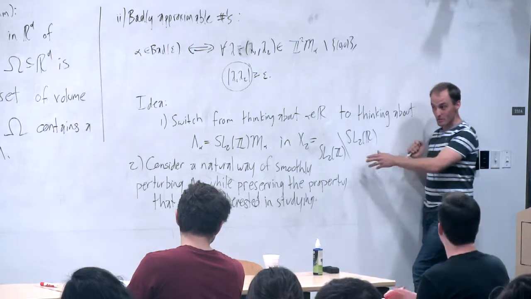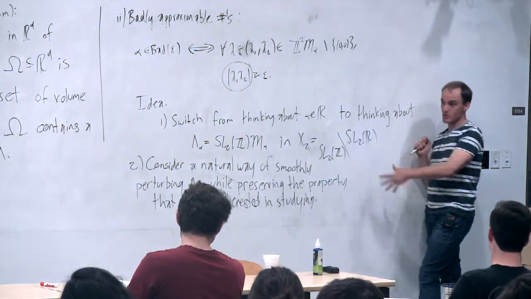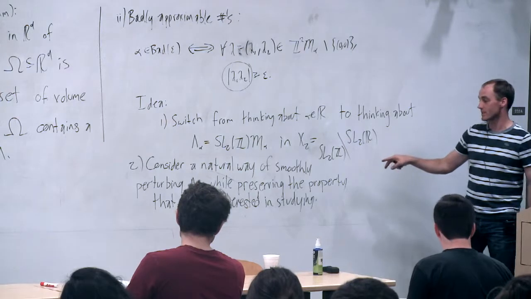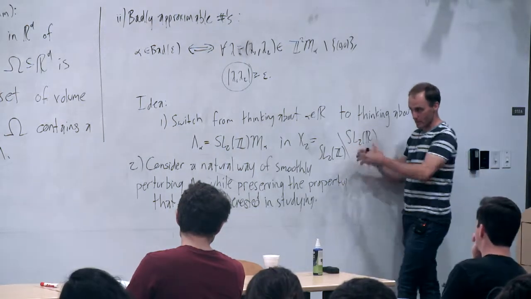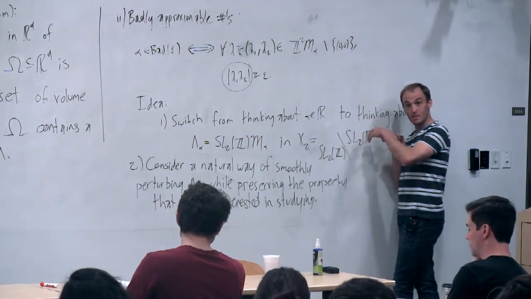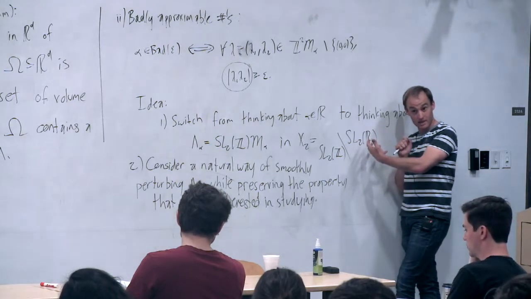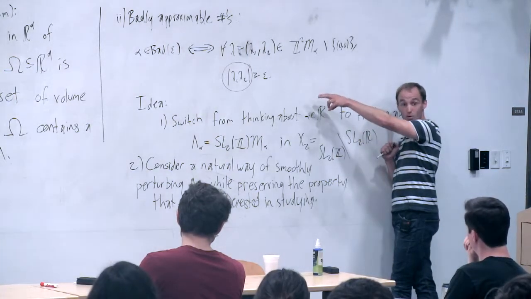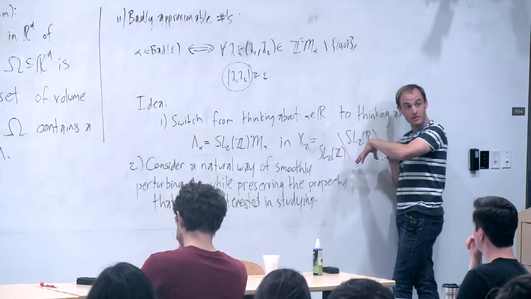And so number 2 here, consider a natural way of smoothly perturbing your lattice while preserving the property that you're interested in studying. Another way to formulate this in this bigger picture is you want to think about what's the stabilizer of the right action that I described. What's the stabilizer of that form in terms of the right action that I just described?